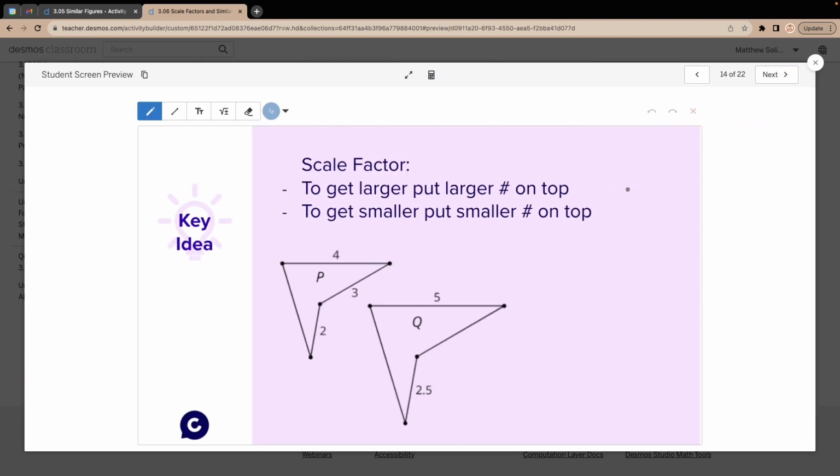Big idea here is if we want to get bigger, put the bigger number in the numerator, and then the smaller number on the bottom. If we want to get smaller, put the smaller number on top and the bigger on the bottom. So that's just an easy way to remember which way you want to go. All right, try that cool down.